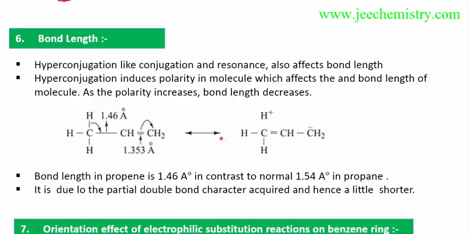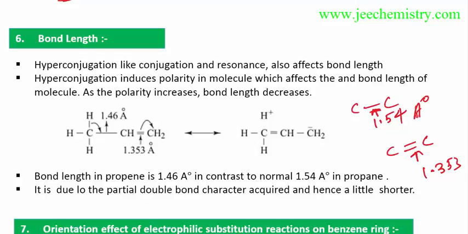Bond length: as the dipole moment increases, bond length decreases. For a normal compound, a single bond length should be 1.54 angstrom, and for a compound with a double bond, the double bond has a length of 1.353 angstrom. But due to hyperconjugation, single bonds sometimes become double bonds and double bonds sometimes become single bonds, so both the bonds have the same bond length.